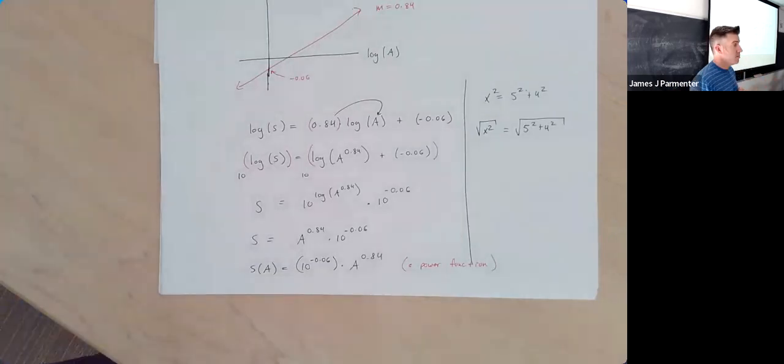Yeah, you could. 1 over 10 to the positive 0.06. Definitely, yeah. That would be totally good.